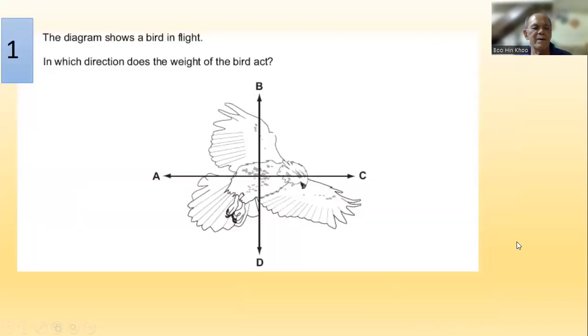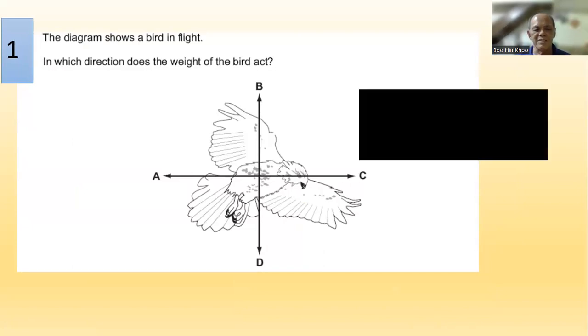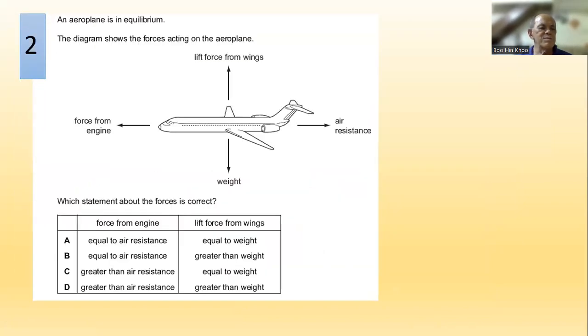Okay, so what's the answer for this one? The diagram shows a bird in flight. In which direction does the weight of the bird act? You know that it acts at the center of gravity, downwards. The diagram shows forces acting on the aeroplane. This is your O-level question, just to whet your appetite. Which statement about the forces is correct?